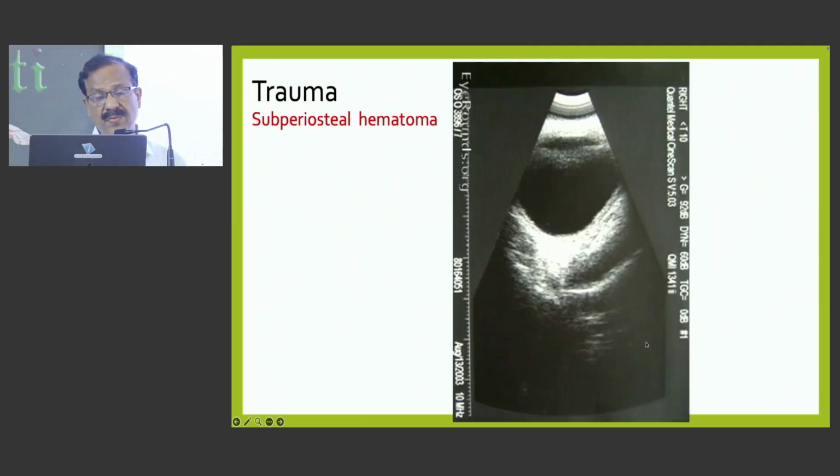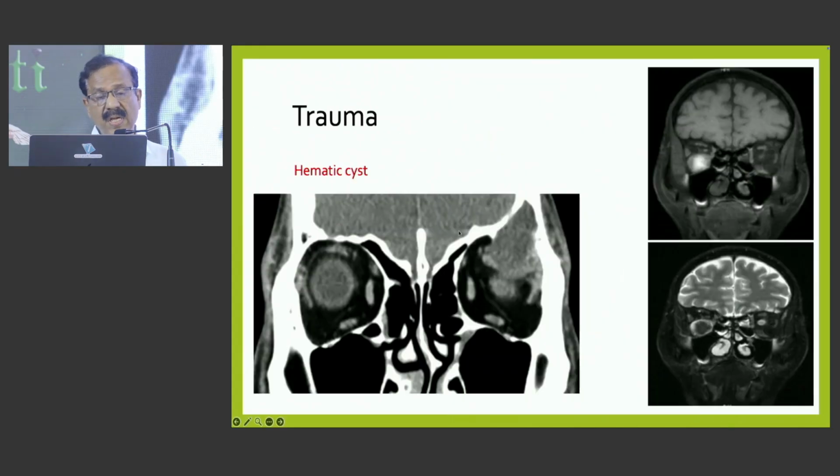This is another case of subperiosteal collection of blood. Hematic cyst is a consequence of a subperiosteal collection when it is not properly treated, and this is the blood or blood products that is walled off by a fibrous capsule. MRI shows like this.